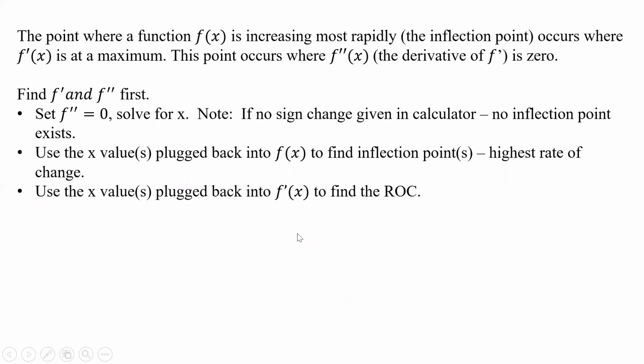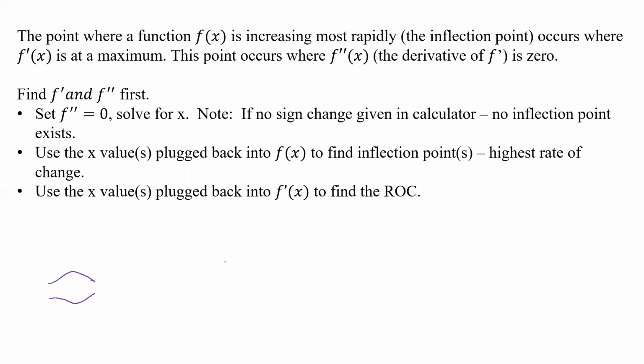All right, so the point where a function f of x is increasing most rapidly, kind of like we told you before, is the inflection point. And that occurs where f prime is at a max. That's either going to be the max going up or the max going down. Either it's the max or the min, kind of how you think about that. Now, this point occurs where f double prime, the second derivative, or the derivative of f prime, is 0.